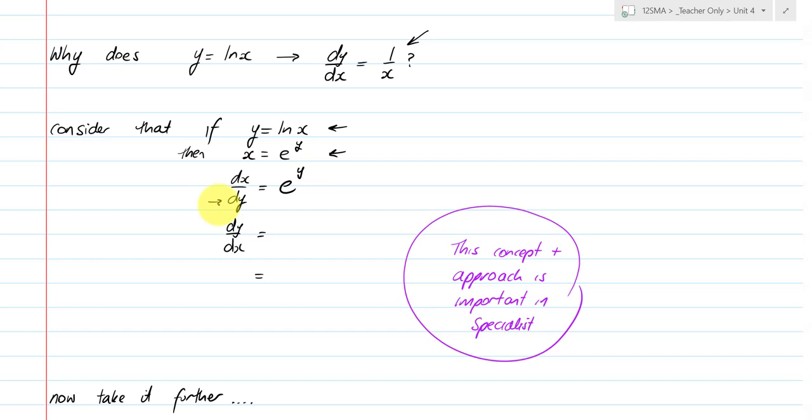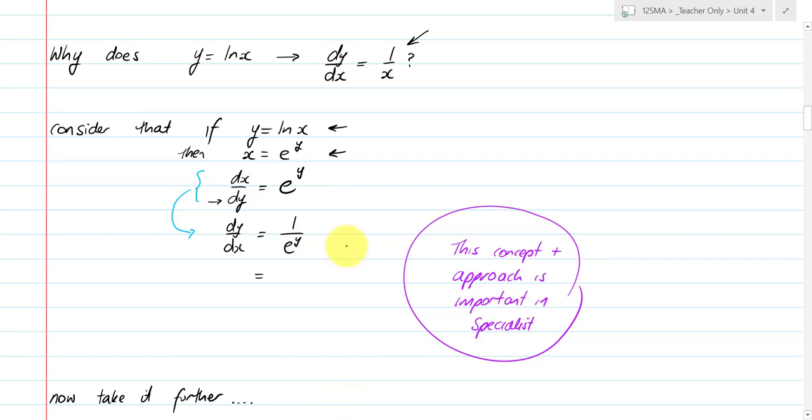So this is okay, but in my thoughts this is very much a specialist concept, because what we're about to do to our calculus term sneaks into differential equations later on. What I'm going to do is reciprocate it, so I'm going to flip it upside down. So if dx/dy equals e to the y, then dy/dx equals 1 over e to the y.